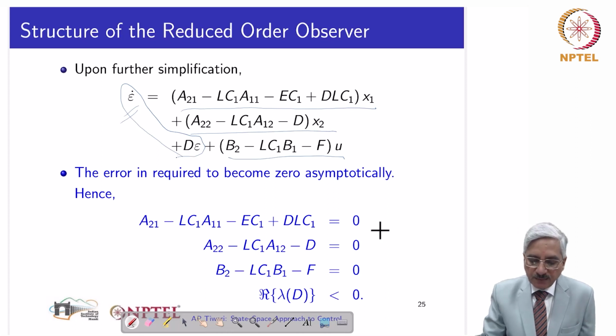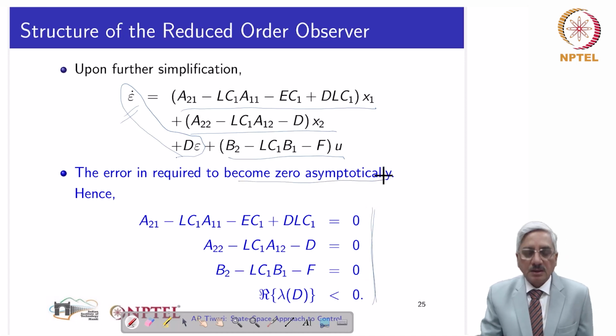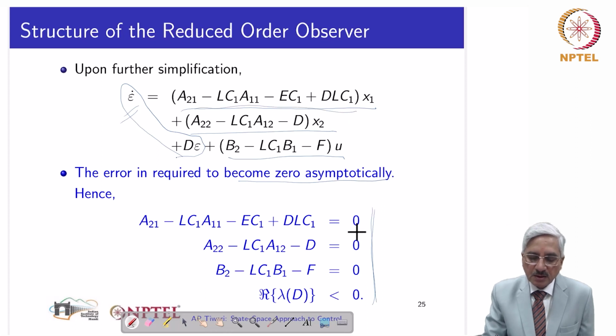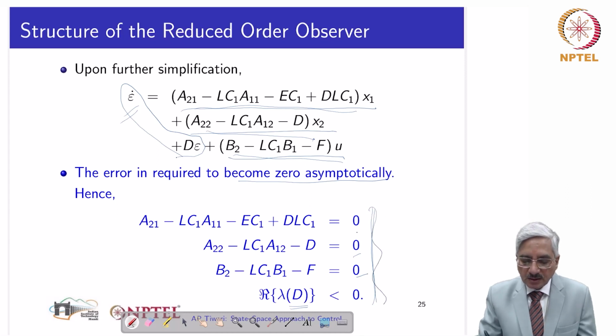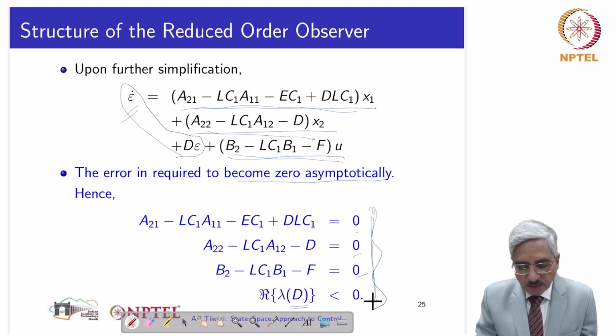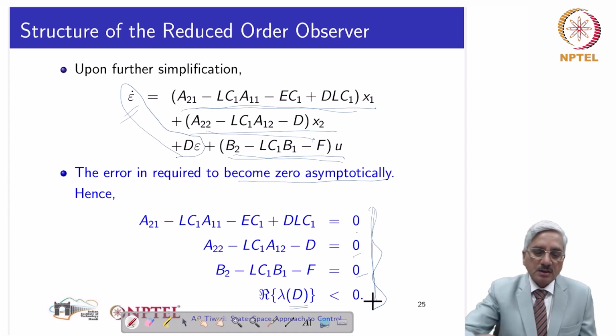So that means we have these conditions for the error to become zero asymptotically. First one is this should become zero. Second one, this should become zero. Third one, this should become zero. And then the eigenvalues of D should have negative real parts. They should be in the open left half S-plane. So these four conditions must hold in order that the state estimation error in the case of the reduced order observer also becomes asymptotically zero.